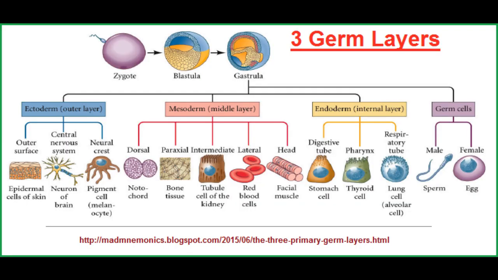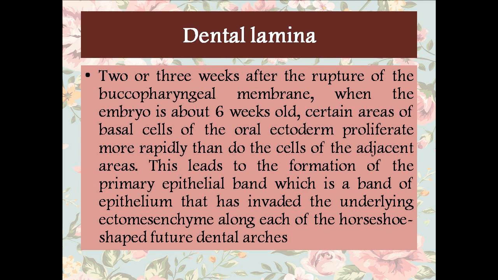Now, so far I have been using the terms ectoderm, endoderm, and mesoderm. What are they? These are the three primary germ layers. And the neural crest cells or the ectomesenchyme, which is considered as a fourth primary germ layer, also arises from the ectoderm or mesoderm.